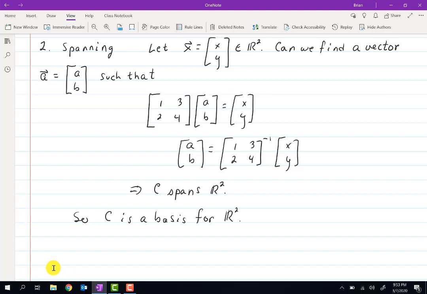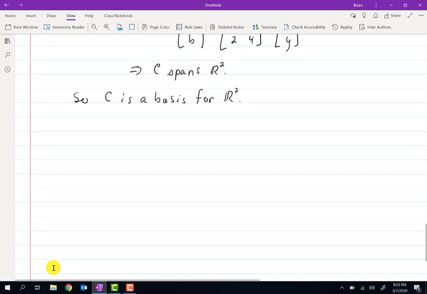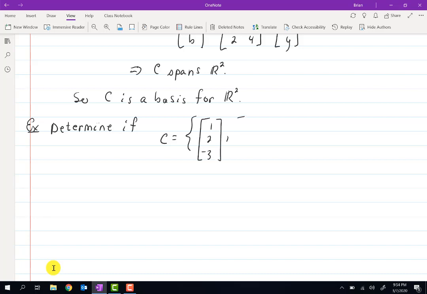Let's try one for R3. Example. Determine if C, which equals the vectors (1, 2, negative 3), comma, (negative 4, negative 5, 6), is a basis for R3.